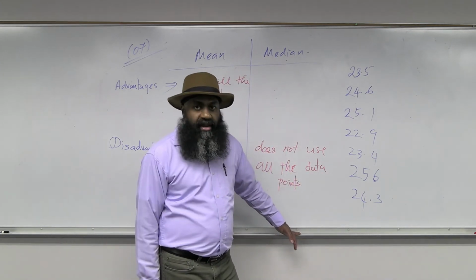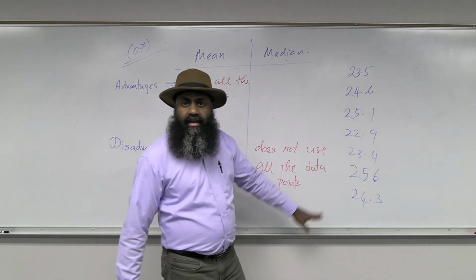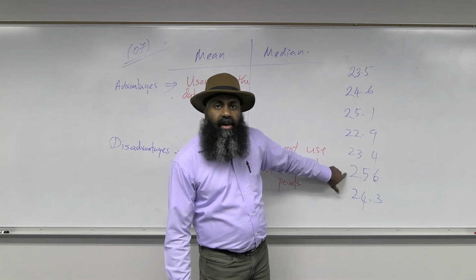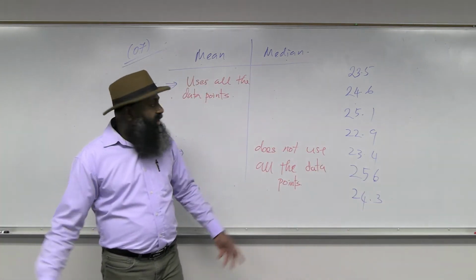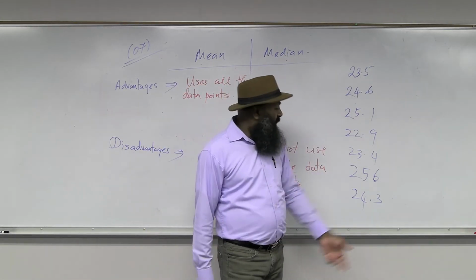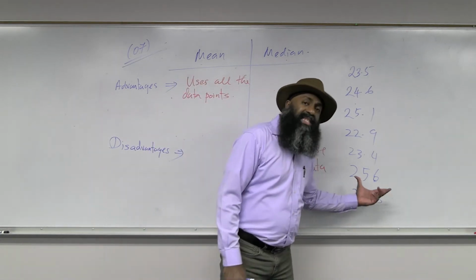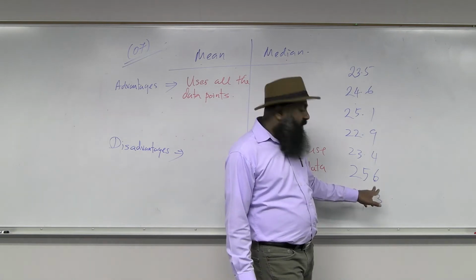If you calculate the mean for this data set, the mean will be highly affected by this extreme outlier, right? One data point is 256. All the other data points are 23.5, 24.5, 25.1, and that kind of data points. But there is one data point which is 256, just because the person who recorded the data forgot to put this decimal.